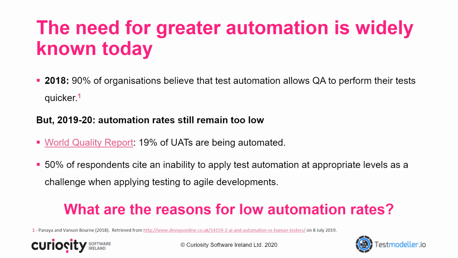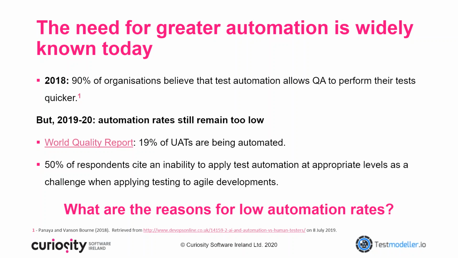And the cadence we need to release at now, especially in agile environments, is very, very fast. Manual testing can't keep up with this rate of change, and automation really is very necessary to be able to test at the speed that we're essentially developing at. Okay, so a survey in 2018 revealed that 90% of organizations believe that test automation is necessary and allows QA to perform their tests quicker.